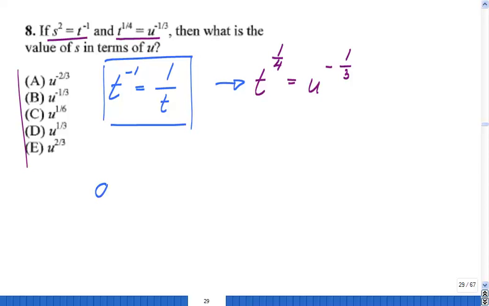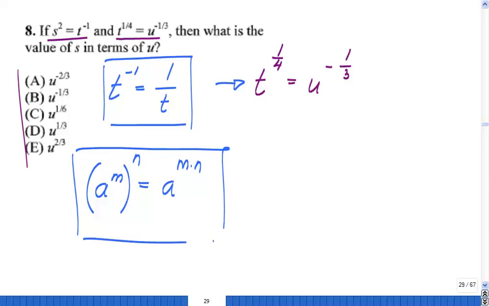Do you remember one of the properties of powers that said that a to the power of m, everything to the power of n, equals a to the power of m times n? How is this going to help me? I'm looking at this 1/4 power and thinking about what number I should multiply it by to get 1. That number is 4. So I will raise this side to the power of 4, and I will raise the other side to the power of 4. This will keep my equation true. I will still have the same equality.